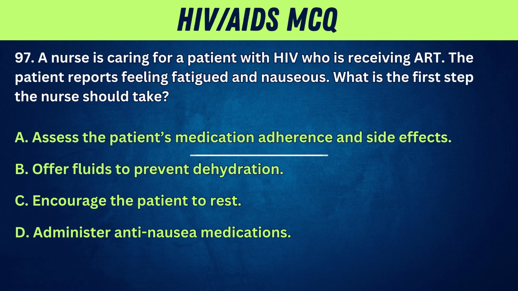97. A nurse is caring for a patient with HIV who is receiving ART. The patient reports feeling fatigued and nauseous. What is the first step the nurse should take? A. Assess the patient's medication adherence and side effects. B. Offer fluids to prevent dehydration. C. Encourage the patient to rest. D. Administer anti-nausea medications.